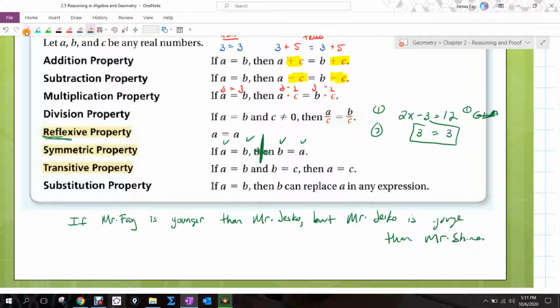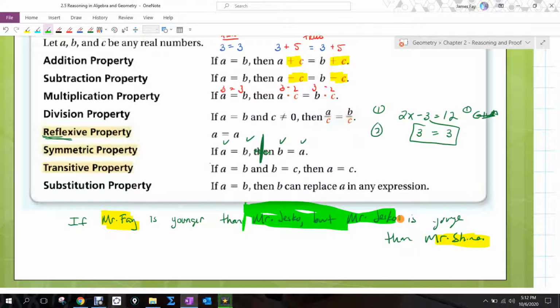Okay, what can you say about Mr. Fay compared to Mr. Shine? Mr. Jesko is the person that linked Mr. Fay and Mr. Shine. But if I'm younger than Mr. Jesko and Mr. Jesko is younger than Mr. Shine, you can make the argument that Mr. Fay is younger than Mr. Shine. And that's kind of the idea of the transitive property and the law of syllogism.